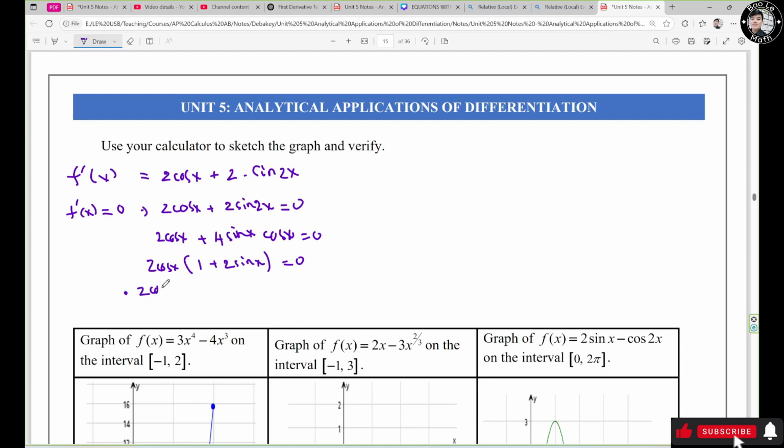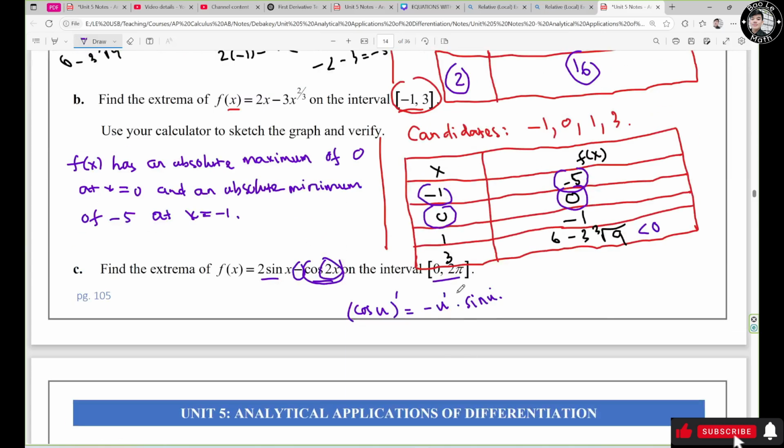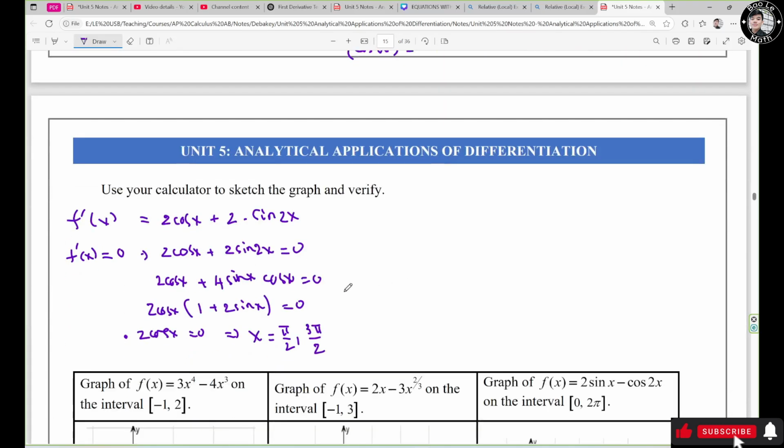So I have 2 cosine s equals 0, then cosine s equals 0, and then s equals pi over 2 and 3 pi over 2, right? Look at the domain right here, 0 to 2 pi. Alright, 1 plus 2 sine s equals 0, then sine s equals negative 1/2, right? So s equals 7 pi over 6 and 11 pi over 6, right?